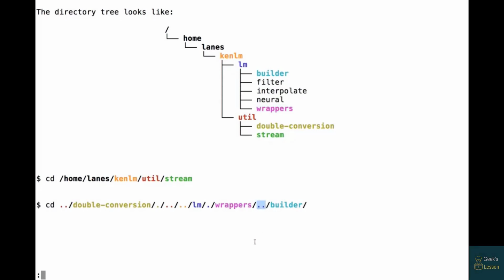Dot dot, which we see here in blue, refers to the parent of the current working directory. So this path refers to lm.